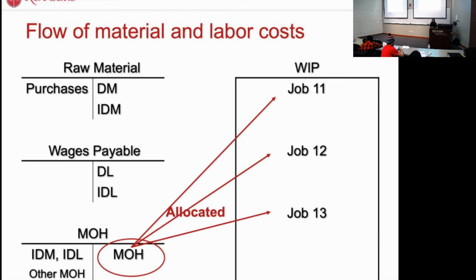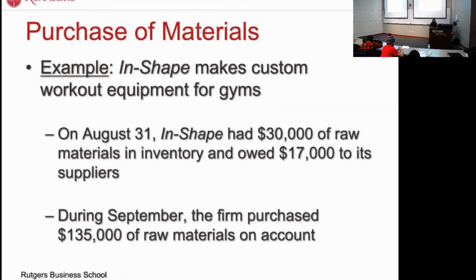But for you to understand, we should use some examples, right? So now let's practice. So the first example is the purchase of materials. So now let's see what example do we have. It says that this firm makes some equipment for the gym. And on the last day of August, they have 30,000 of raw materials in the inventory. And they have some outstanding payables of 17,000.